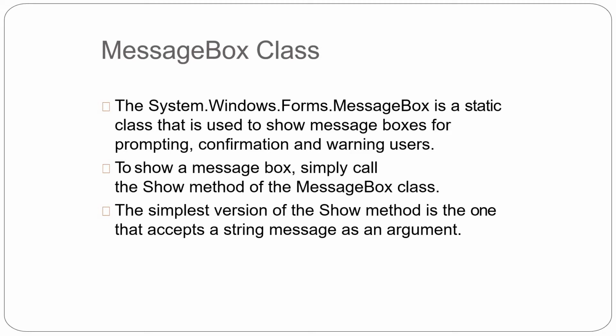To show a message box, simply call the Show method of the MessageBox class. So the class is ready-made and you can call it anytime, just by simply running the properties. The simplest version of the Show method is the one that accepts a string message as an argument. If it says a string message, it must be text.